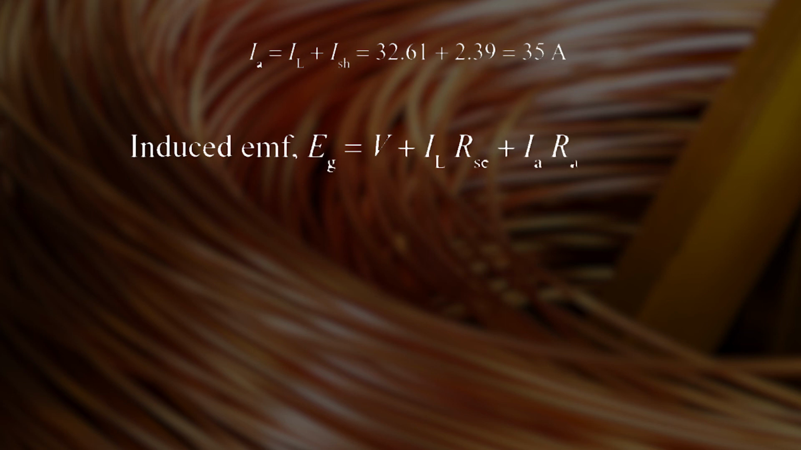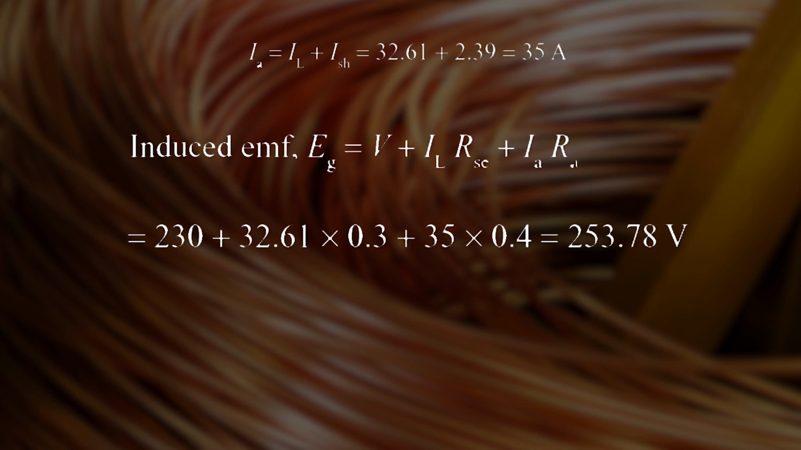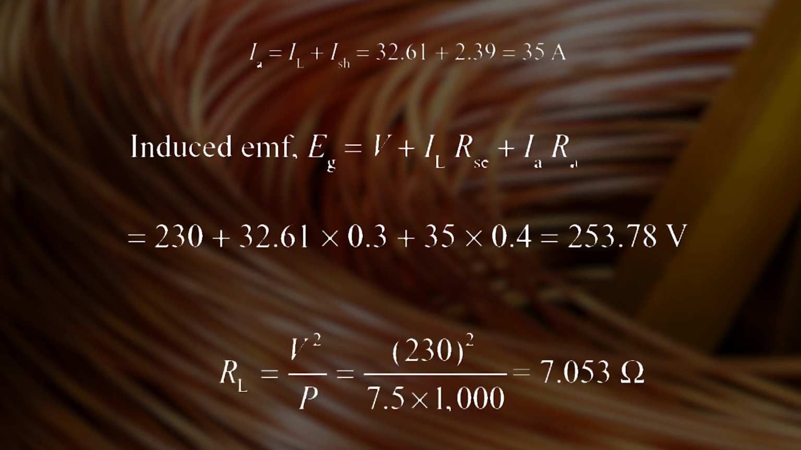Now you have to calculate the induced EMF. So what is the value of this induced EMF in this case? Induced EMF EG can be written as V plus IL RSE plus IA RA. Just put all the values of V, IL, RSE, IA, RA and solve it. So the value of this induced EMF comes to 253.78 volt.